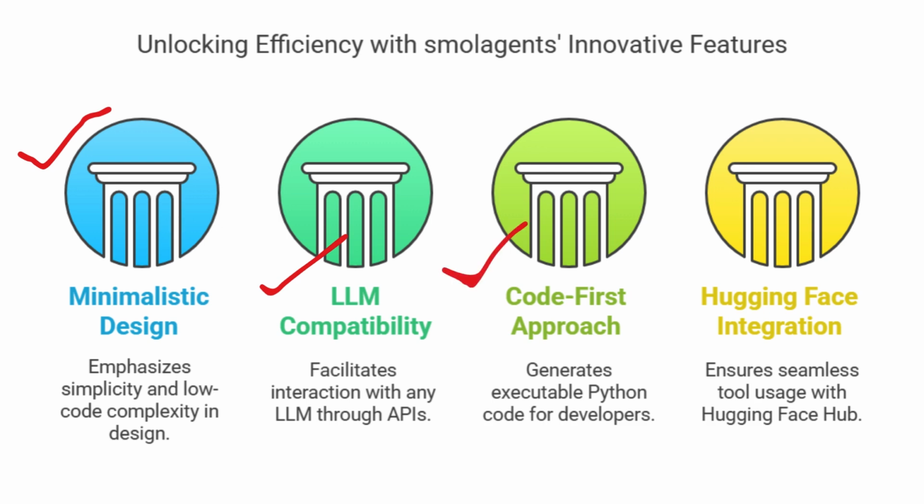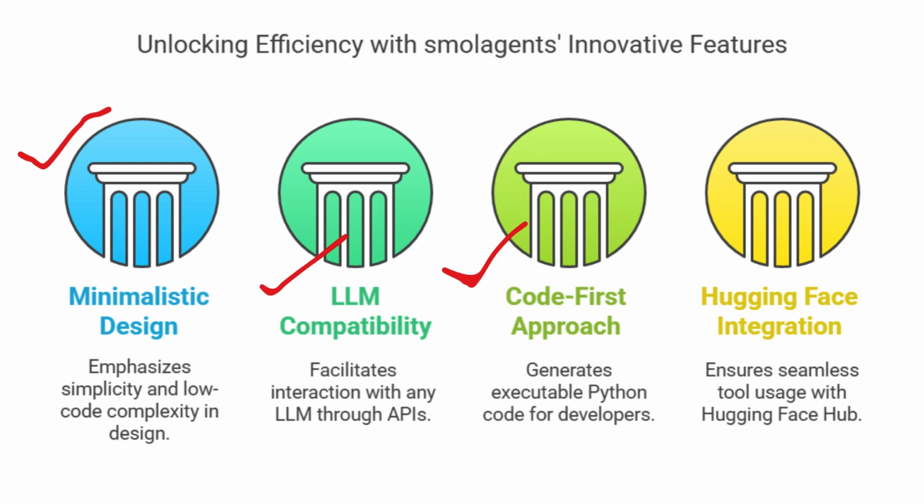Third is code-first approach. One of the most unique aspects of Smolagents is its code-first approach to agent execution. Instead of forcing developers to work with JSON-based actions, Smolagents directly generates Python code that can be executed immediately. Why is this important? Let's break it down. In many other agentic frameworks, AI agents don't actually execute actions directly. Instead, they output JSON or structured text, which must then be parsed and converted into actual function calls. This adds an extra layer of complexity and slows down execution.